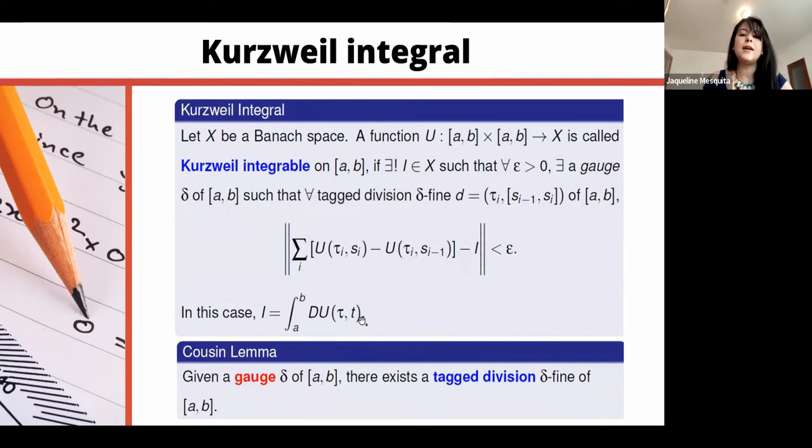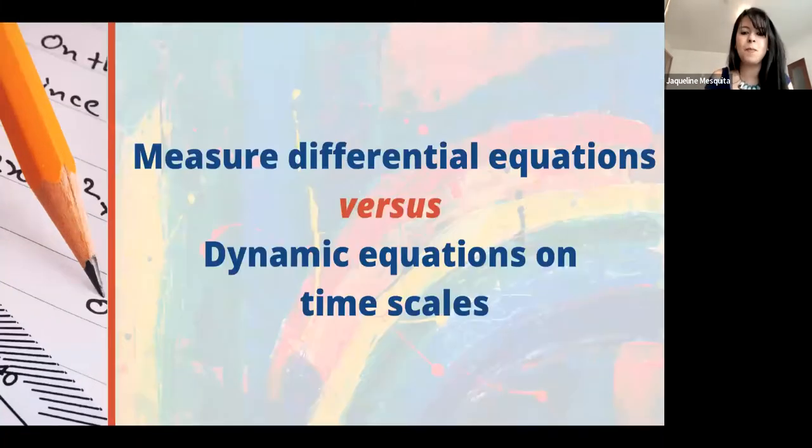So with that, I would like to introduce this type of integral because we will see that when we deal with measure differential equations, we are dealing with a type of integral equation, and we will have a type of Stieltjes integral on the right-hand side of our equation, and this integral will be in the sense of Kurzweil-Henstock-Stieltjes integrals.